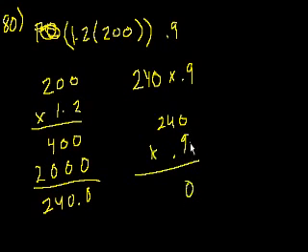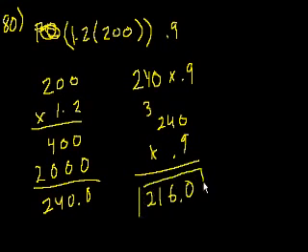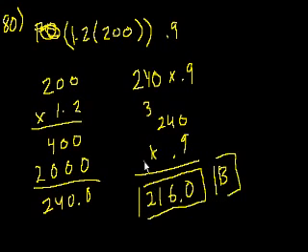9 times 0 is 0. 9 times 4 is 36. 9 times 2 is 18 plus 3, 21. We have one number behind the decimal point. So the employee paid $216. Just choice B. Now I'm out of time. I'll continue this in the next video.